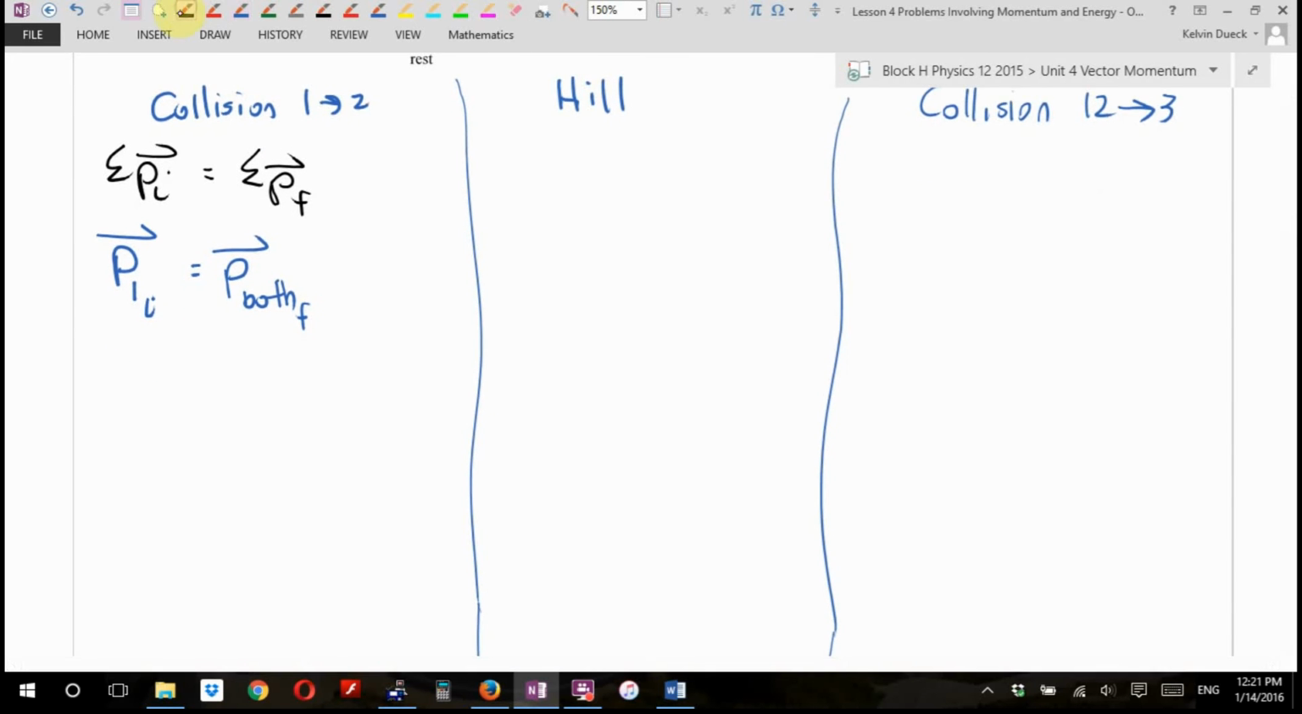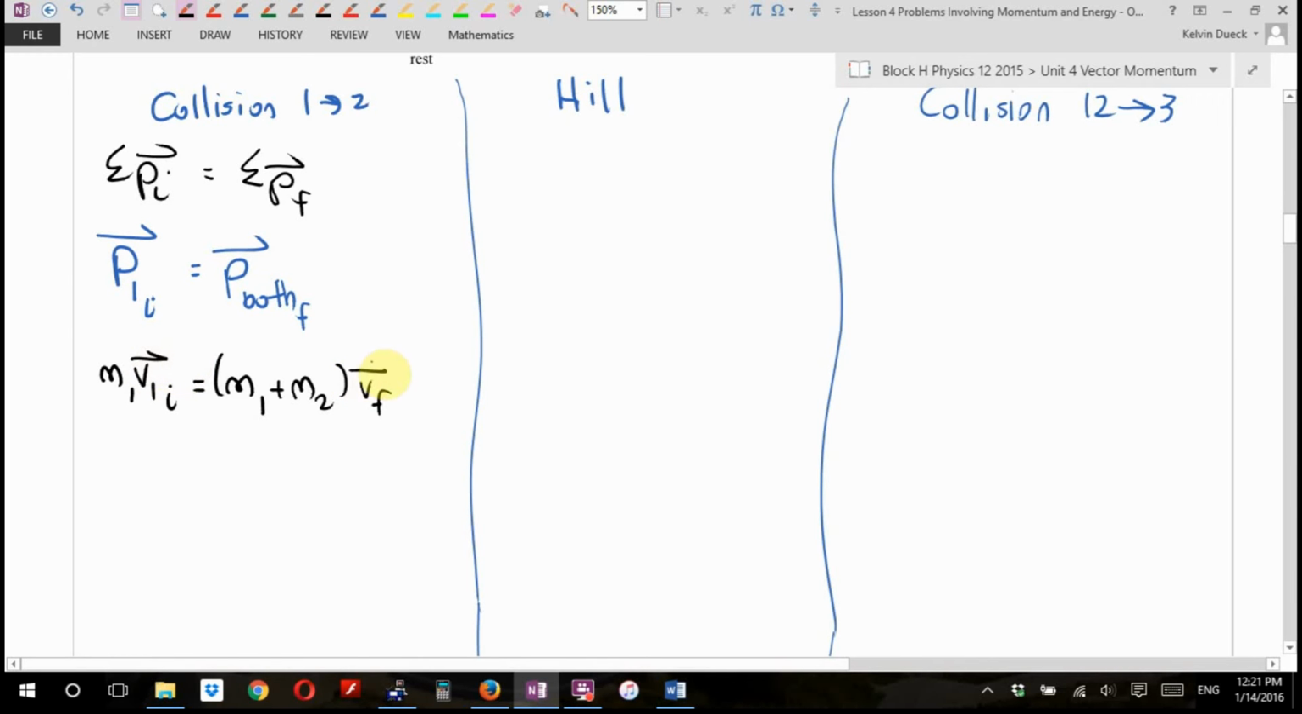So now I can go M1 V1 initial equals M1 plus M2. In fact, don't these lines look identical to the lines in the bullet pendulum as well? I think it's essentially exactly the same. I should remind myself to be careful with vectors, so I'll put the vector symbols on there. We want V final. It's going to be M1 V1 initial divided by M1 plus M2.